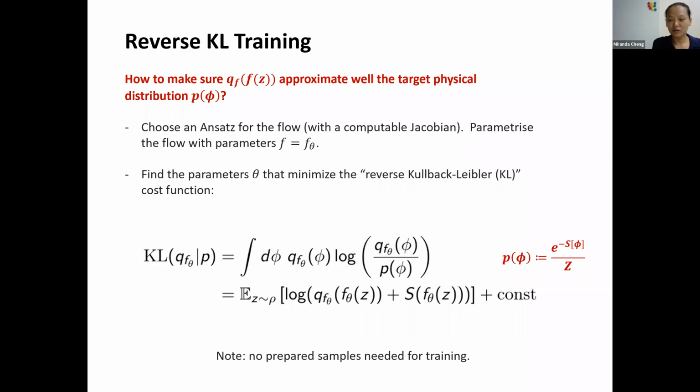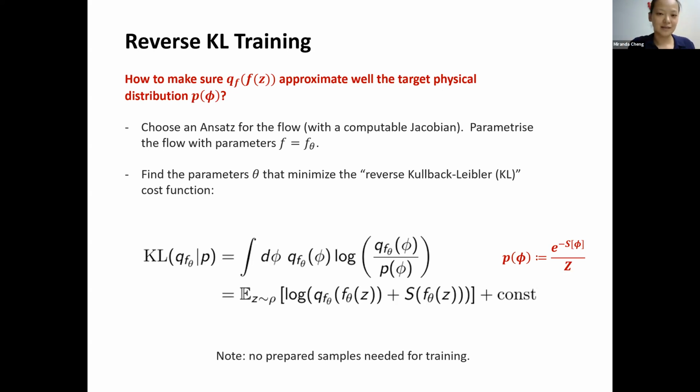Okay. So coming back to the question, how do we make sure that we get a push forward probability that approximates the target probability well? The first step is to choose an ansatz of the flow. Because of the second point we just said, we want the ansatz to come with a computable Jacobian, or at least the determinant of the Jacobian. And then we parameterize the possible flows with some parameters. All this is going to be concrete soon, but now it's just the idea.